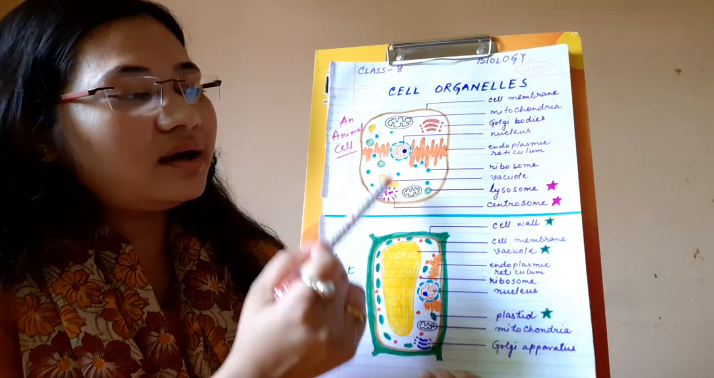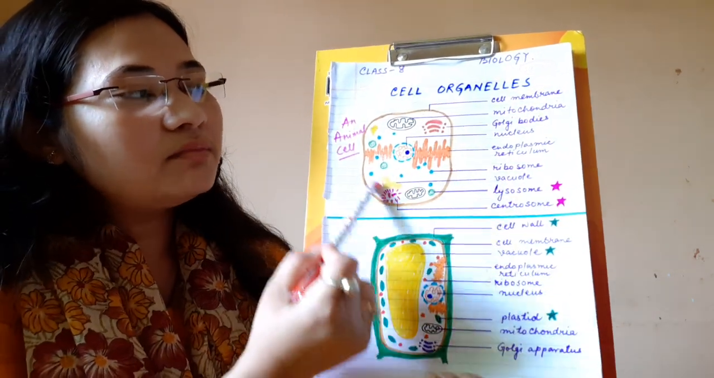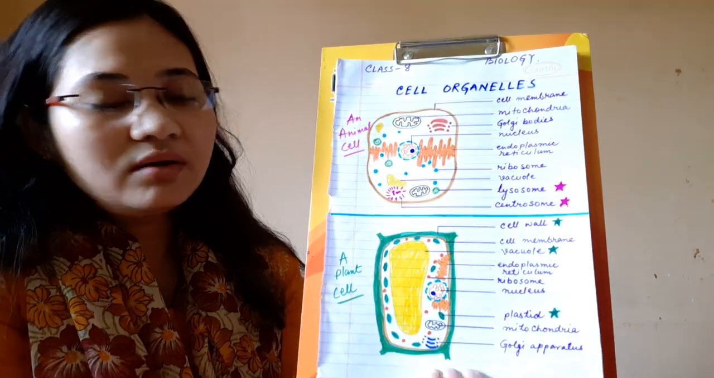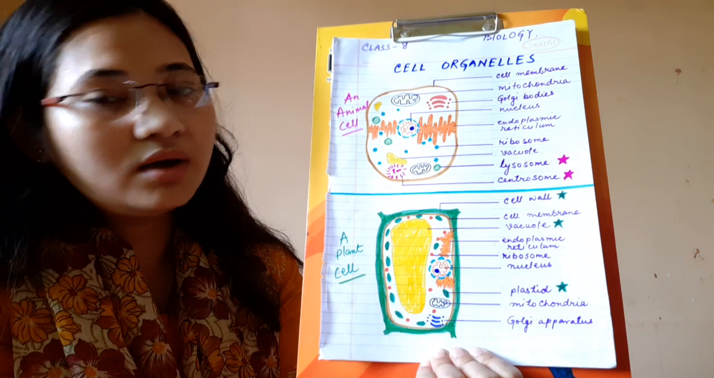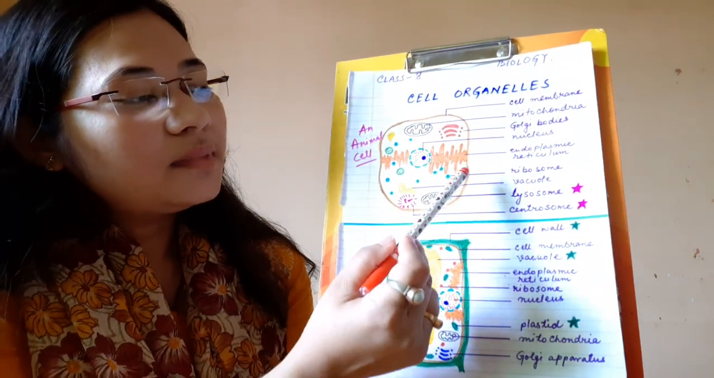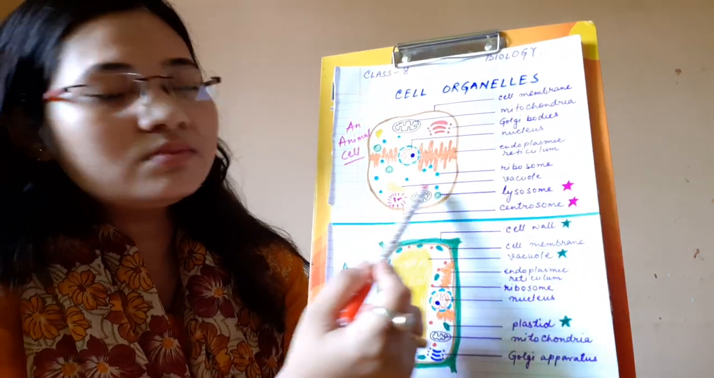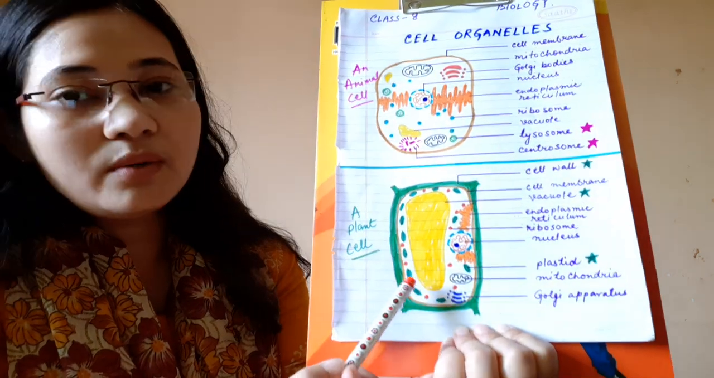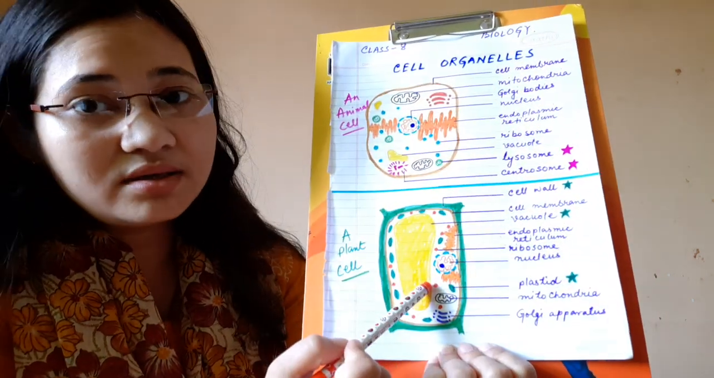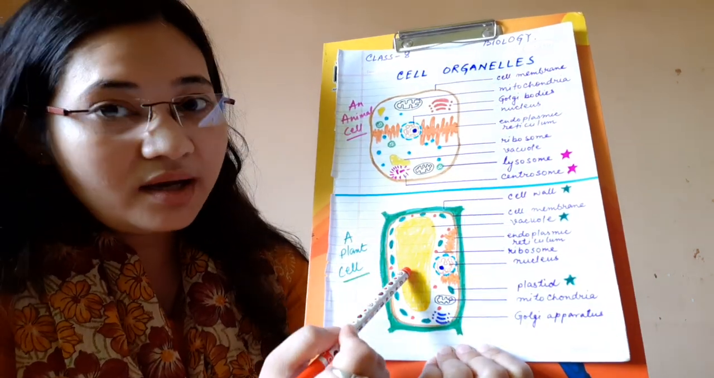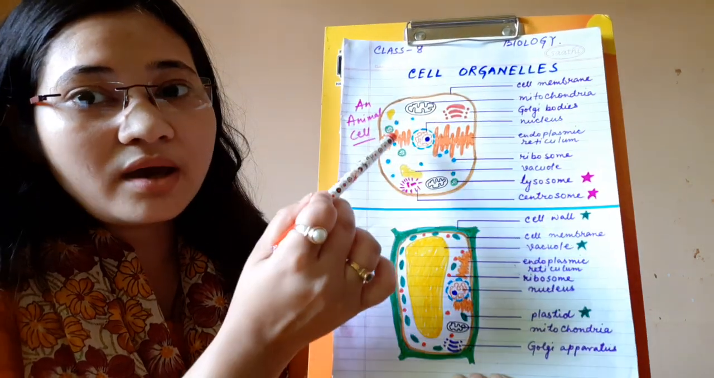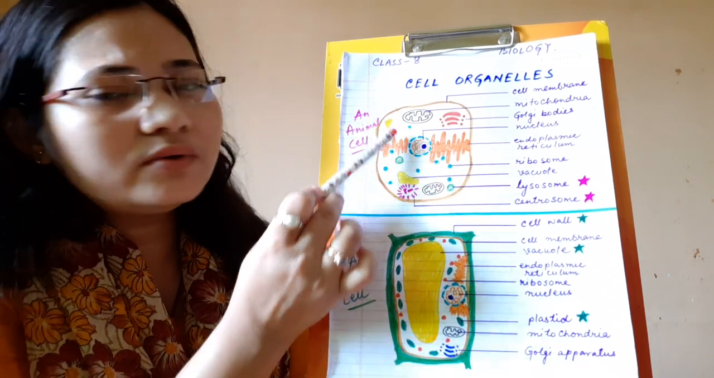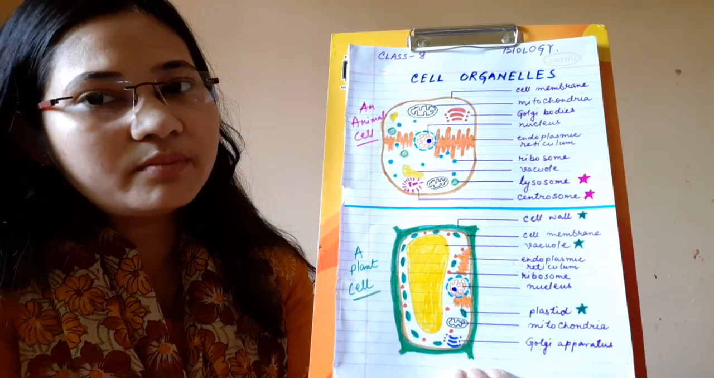In this way you will also be able to differentiate between animal cell and plant cell. In animal cell, the outermost boundary is the cell membrane, whereas in plant cell, the outermost boundary is the cell wall. In animal cell, lysosomes and centrosomes are present, whereas in plant cells, they are absent. In plant cells, a large vacuole is present, whereas in animal cell, just one or two, very few smaller vacuoles are present.